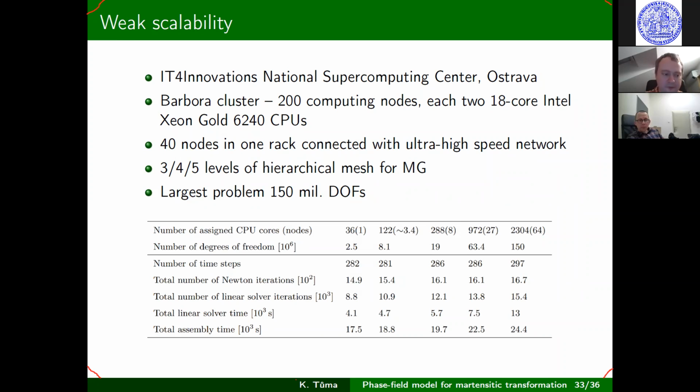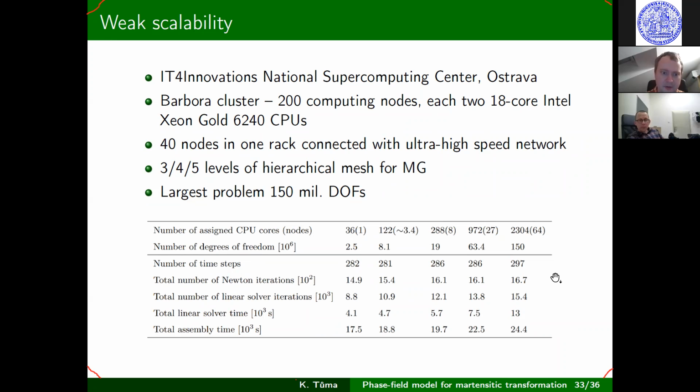Every problem with a different mesh, and we have chosen the problem such that approximately the size of the problem with respect to the degrees of freedom per one core is approximately the same. So the smallest problem was 2.5 million degrees of freedom. The largest was 150 million degrees of freedom. So here in this table, you can see several things.